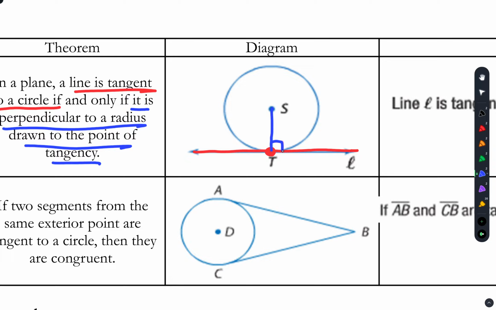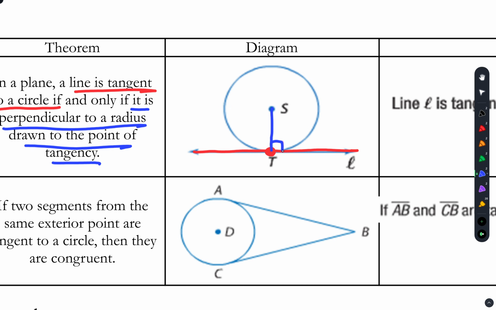And that's going to help me. So not only do I know that if I have a tangent, then I must have a right angle, but also I can use this to prove that things are or aren't tangent. Because if I can't prove that I have a right angle, then I must not have a tangent. Any questions on that?